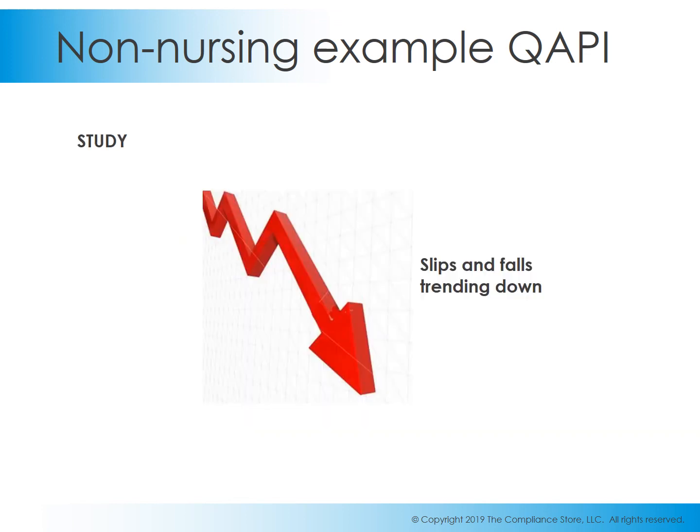The snow removal equipment is purchased and the process is studied to determine if this solves the problem. The ice and snow in the parking lot is monitored and data is collected on slips and falls. The data is studied and compared to earlier data to determine if the issue has resolved. This is study in the PDSA cycle.